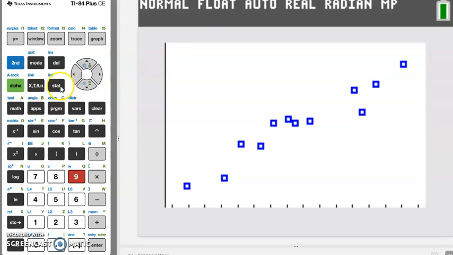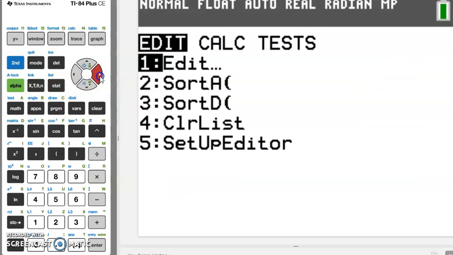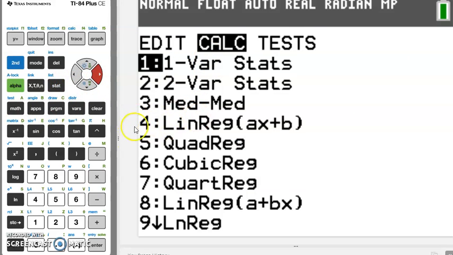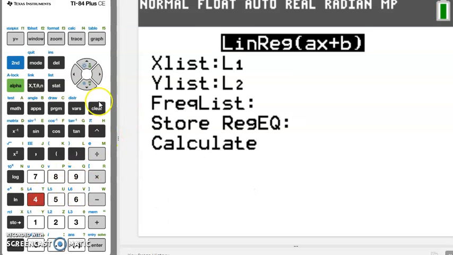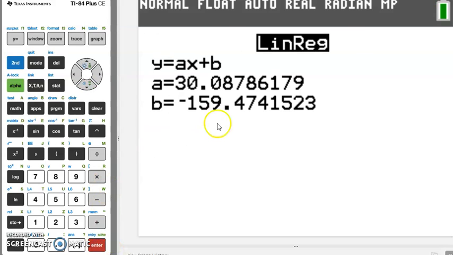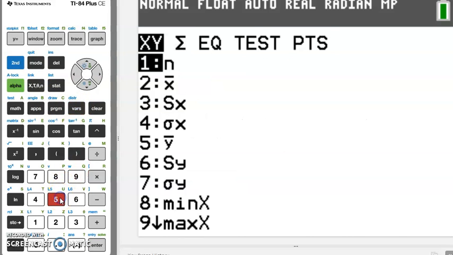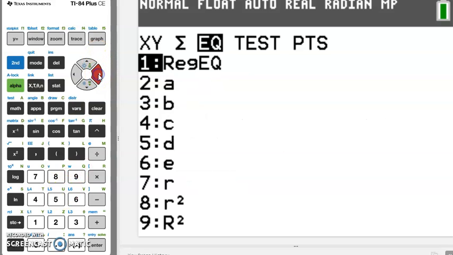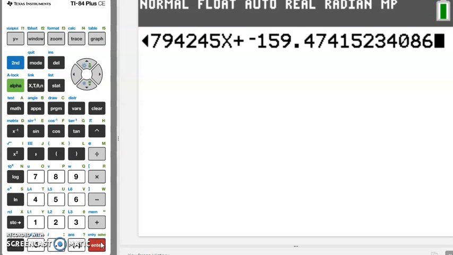So to determine that, we hit stat, right over to calc, down to 4, which is linear regression. List 1, list 2, and then hit calculate. We enter. There's our equation. All right. And to get that equation into our graph to show our diagram, what we hit is vars, V-A-R-S. We hit 5 for stats. We go over to equation, and we can do the regression equation. We hit enter. All right, and that gives us the regression equation.